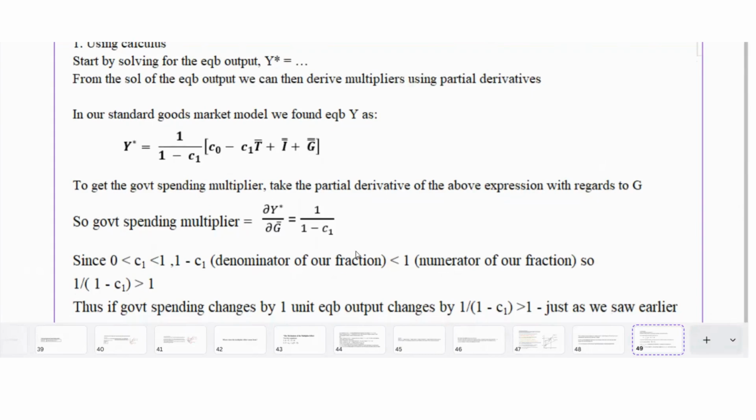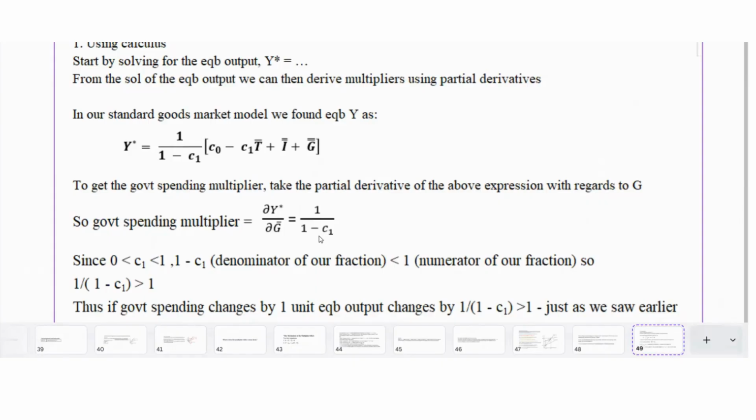Now we can show that this fraction is greater than 1 by comparing its numerator and denominator. Whenever you want to see whether a fraction is greater than 1, less than 1, or equal to 1, you just compare its numerator and denominator. C1 being the MPC is between 0 and 1, which means that 1 minus C1, the denominator, is less than 1, because from 1 you're subtracting a number between 0 and 1. So the denominator is less than the numerator, 1.